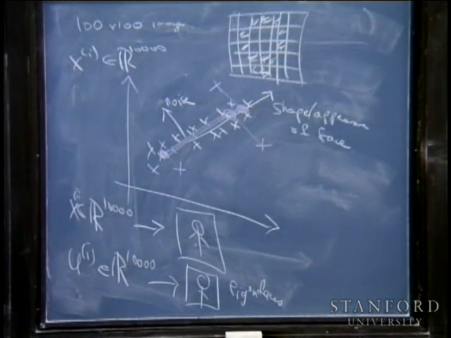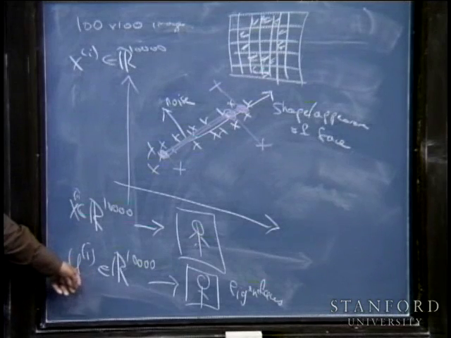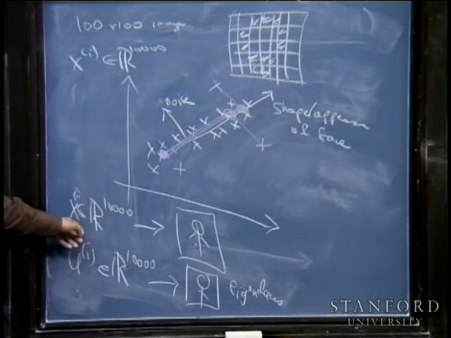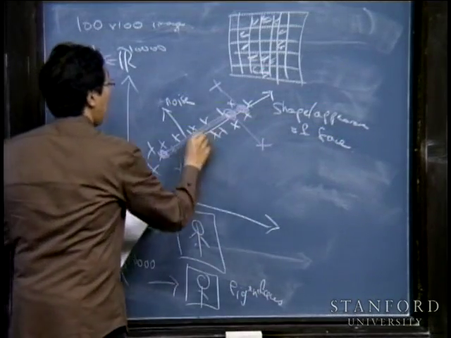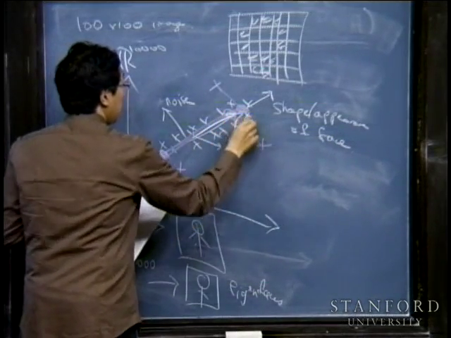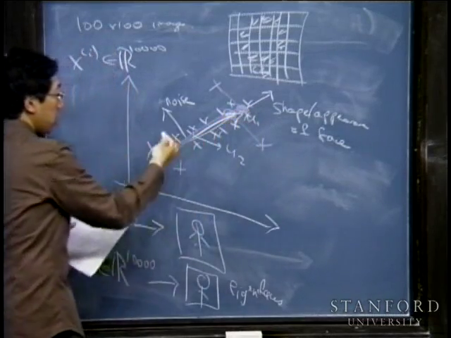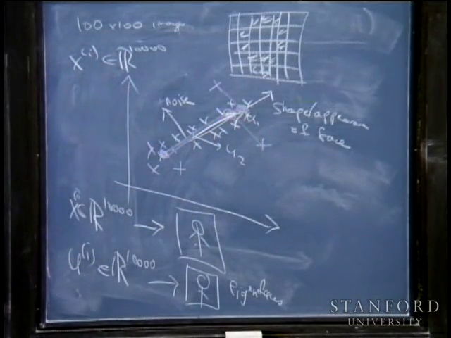And what PCA is doing is essentially using linear combinations of these eigenface images to approximate these xi's. And there are these eigenfaces that span, so that these bases, U1, U2, and so on, span, hopefully, the subspace along which my faces live.